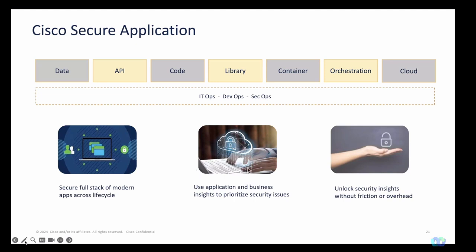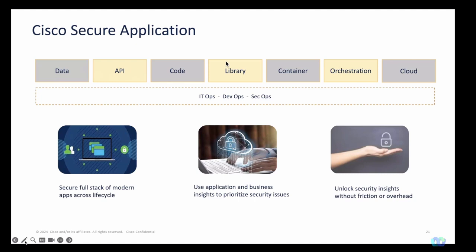Now, most importantly, it provides you a single pane of glass without conflicts between different roles because they all look at the same information about security. Instead of being siloed, they're able to collaborate because all the personas look at the same pane of glass. So CSA helps you secure data, API, code, library, and so forth. And we'll talk about these more later on.